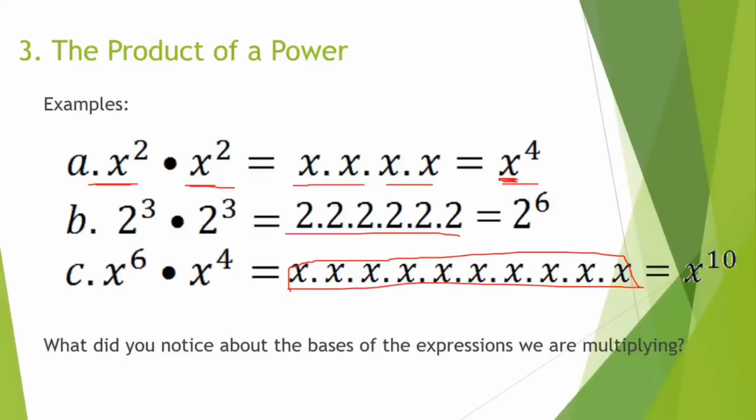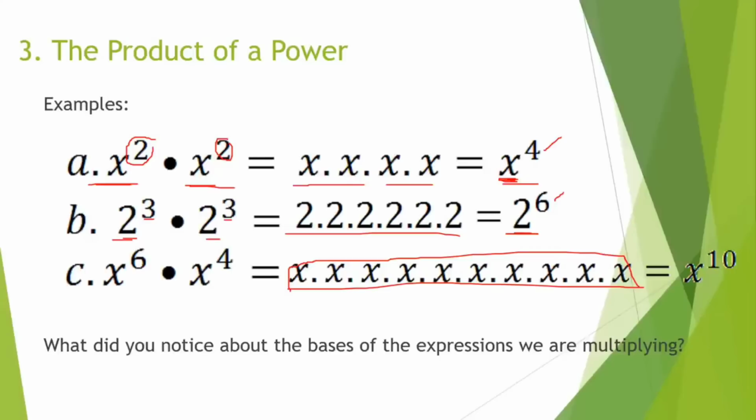After that, what did we do to our exponents? So for example A, we have added 2 and 2. That's why we obtained 4. For example B, we also copied our base, which is 2. Again, you have to make sure that the bases are the same. Okay? This only applies if the bases are the same. And then we add 3 plus 3. So the exponent is 6.